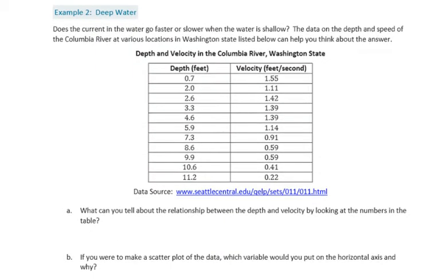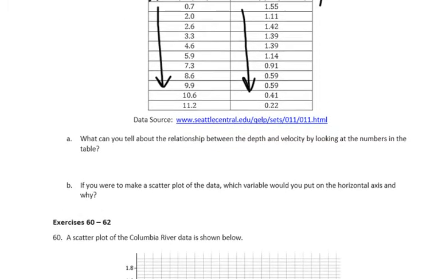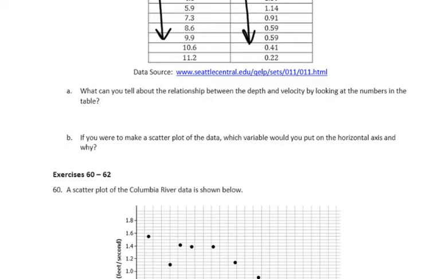Does the current in the water go faster or slower when the water is shallow? The data on the depth and speed of the Columbia River at various locations in Washington State listed below can help answer that. So here's the depth in feet, that's x, and the velocity is y. So the velocity depends on how deep the water is. The deeper the water gets, you notice, the velocity decreases. So what can you tell about the relationship by looking at the numbers? The more shallow it is, the faster the water.